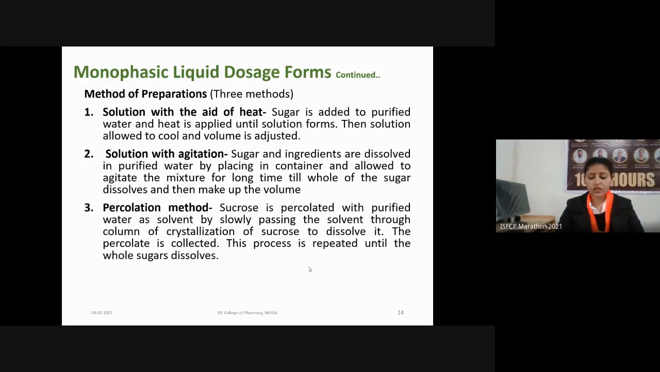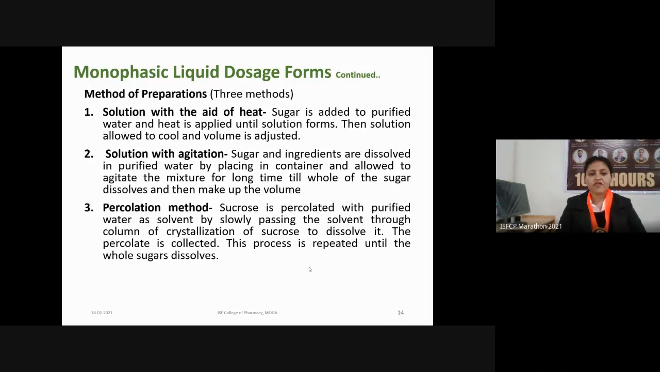Now, as we have discussed all the excipients and the drugs that can be used in the preparation of the syrup, we will discuss the methods of preparation of the syrups. There are three methods of preparation. One is solution with the aid of heat. Second is solution with agitation. And third is the percolation method. We will discuss each method individually.